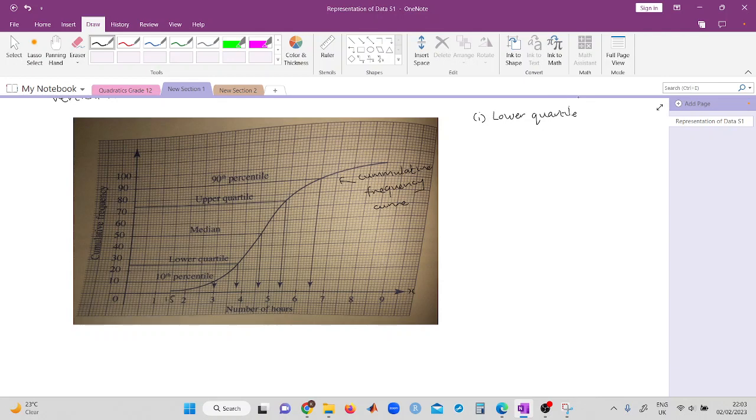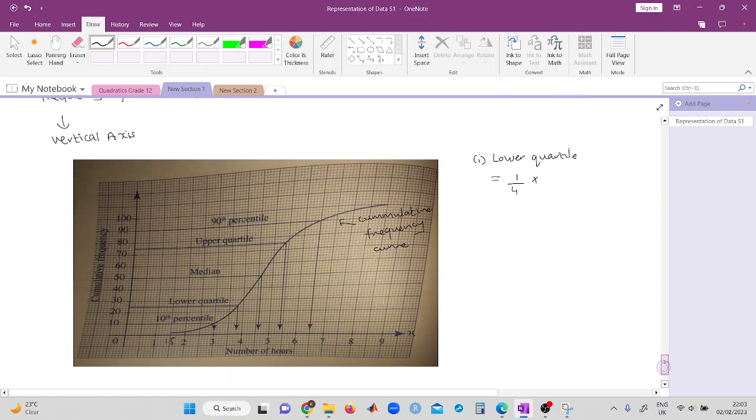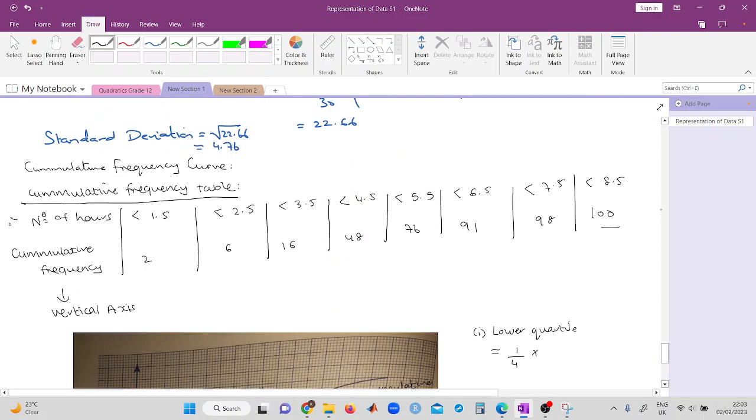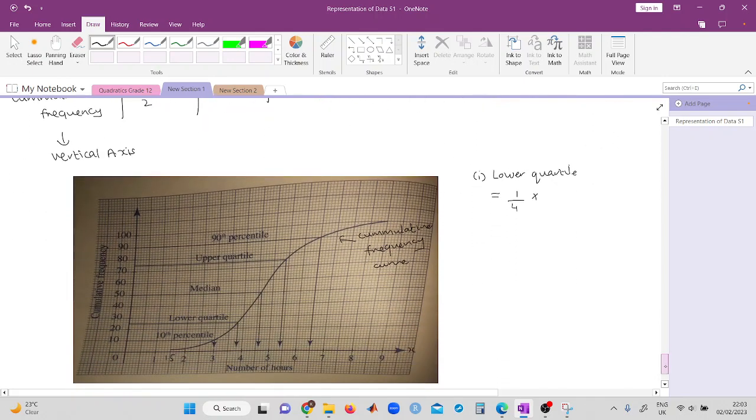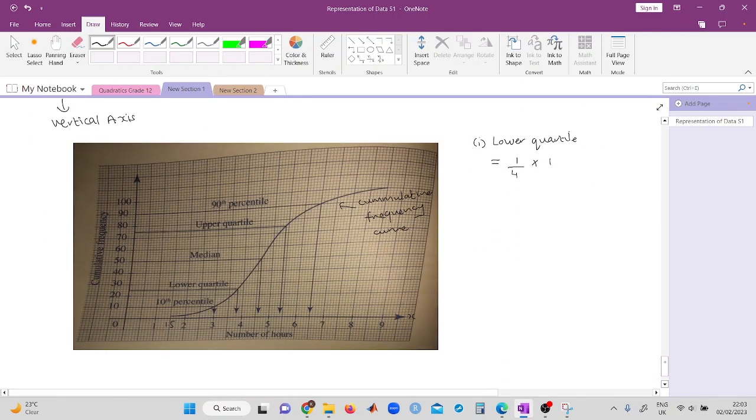Quartile, le nom même nous dit c'est quarter. Quand il dit lower, it is 1/4. 1/4 of what? Of the total. Le total, c'est à la fin, parce que cumulative, ça veut dire qu'on ajoute jusqu'à ce dernier. Donc ici, évidemment, it's 100. It will be 1/4 of the total frequency. Ce 100, c'est la total frequency.